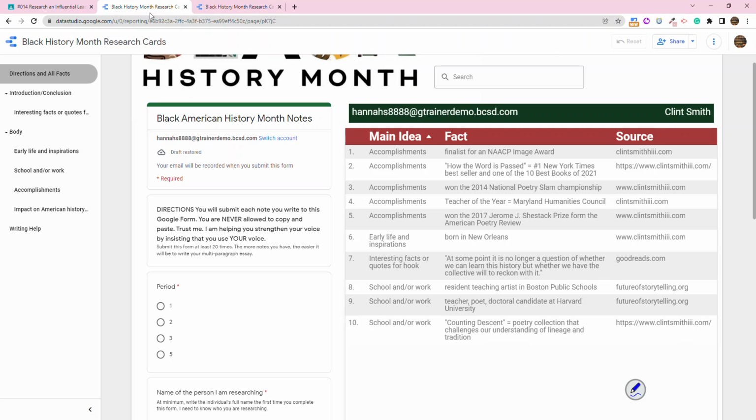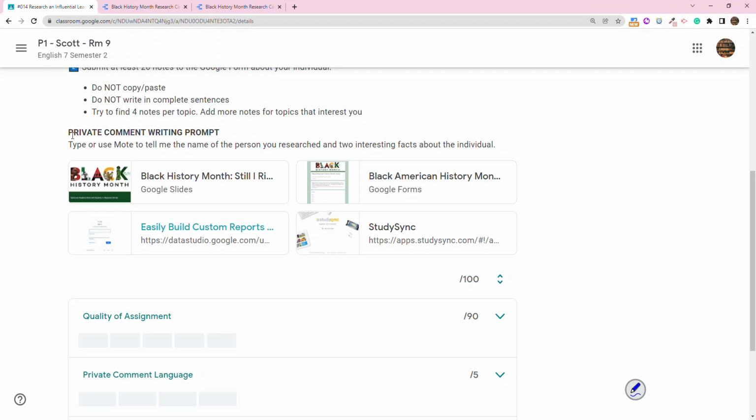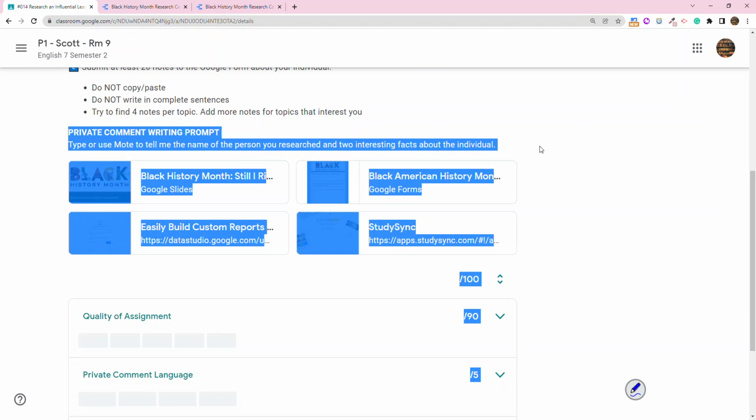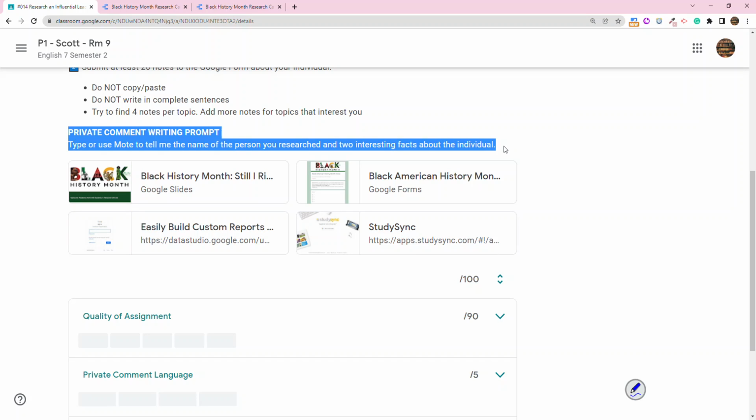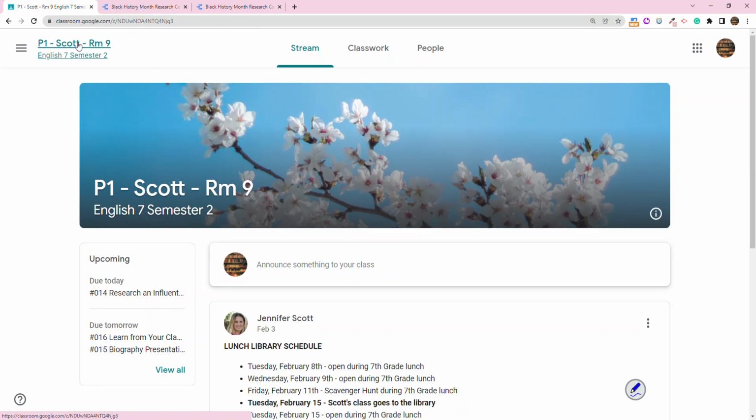When you are done with all of this, do you guys see where it says the private comment? Make sure you do the private comment. Everyone will work at a different pace. Assignment number 14 is due today. If you feel like you are done with number 14, start assignment number 15. This will be a presentation. You can go ahead and begin.